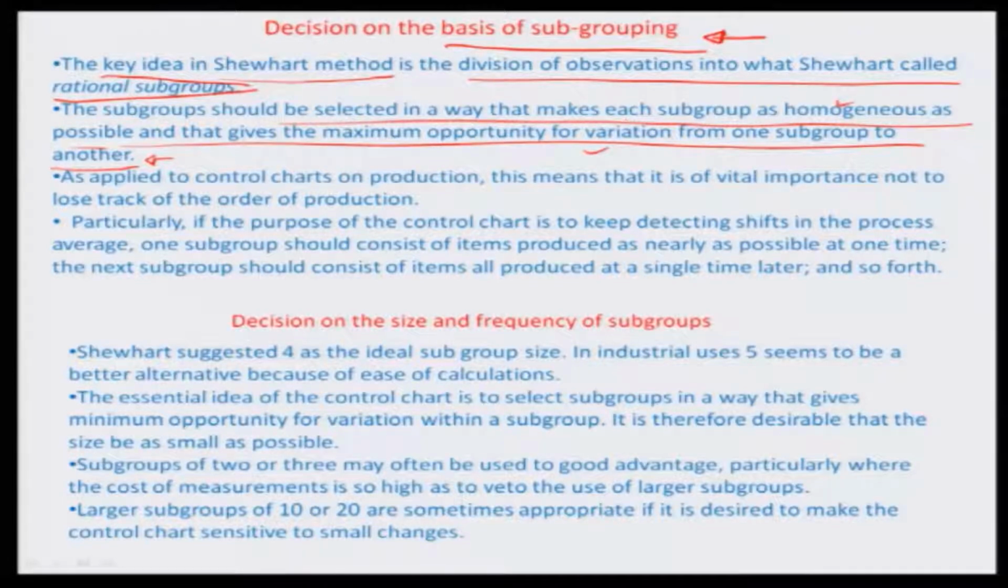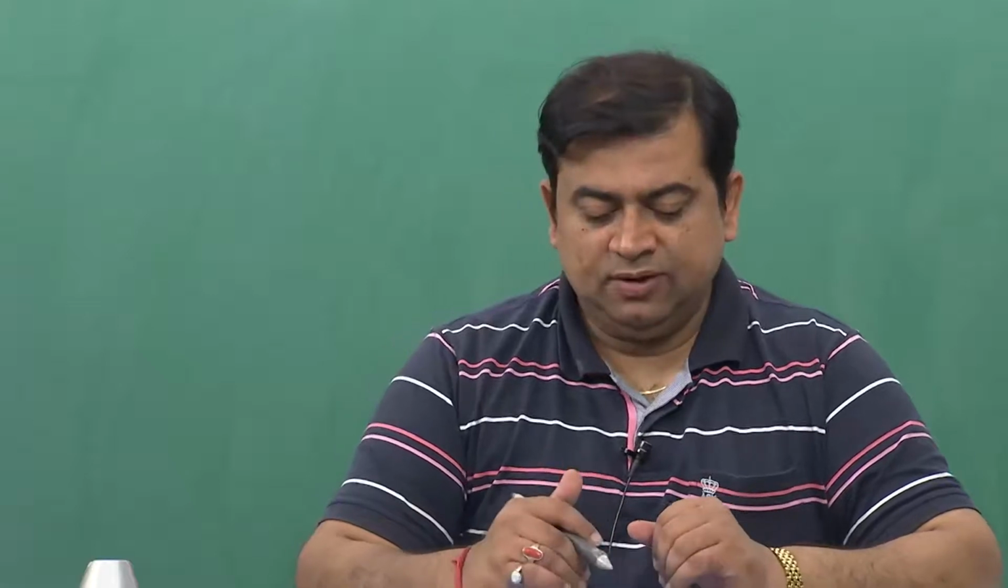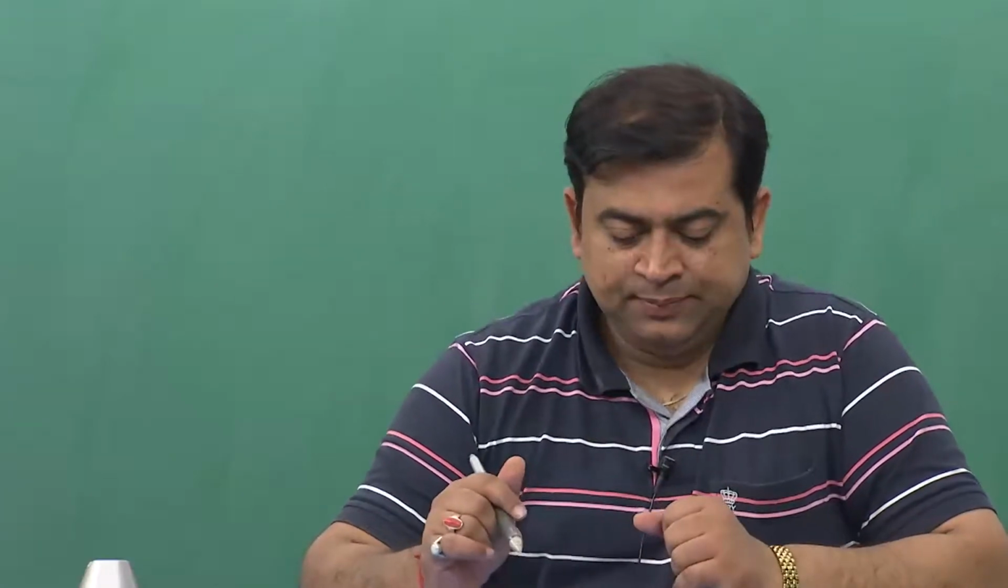So as applied to control charts on production, it is of vital importance not to lose track of the order of production, because a control chart is only an assistive technology. You have to remember that the final goal is really the output of production. A control chart can only be a subdomain information collection system, which should not jeopardize the main cause, which is the high level of production at the particular center.